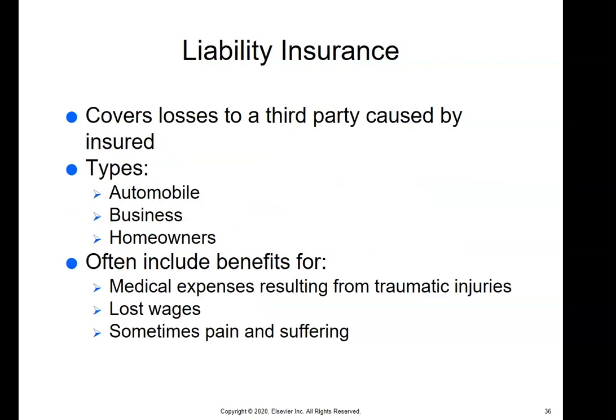Liability insurance covers losses to a third party caused by the insured. Some types can be automobile, business, and homeowners. It will often include benefits for medical expenses resulting from traumatic injuries, loss of wages, and sometimes for pain and suffering. All liability insurance policies are payable to victims injured by the insured's home or car without regard to the insured's actual legal liability for the accident.